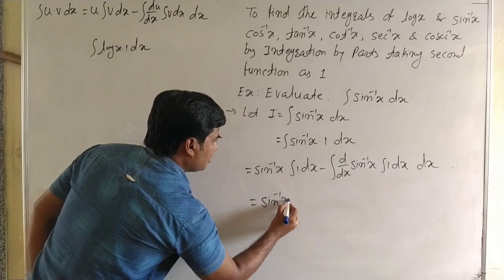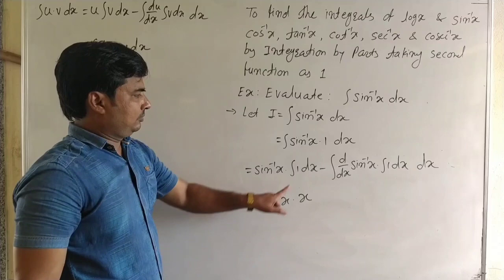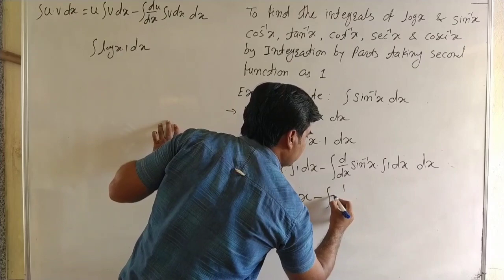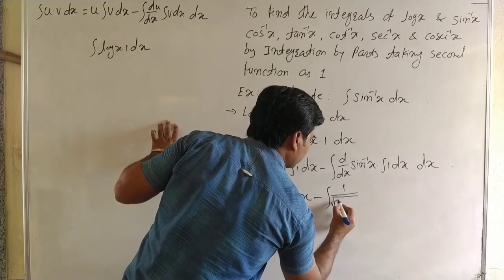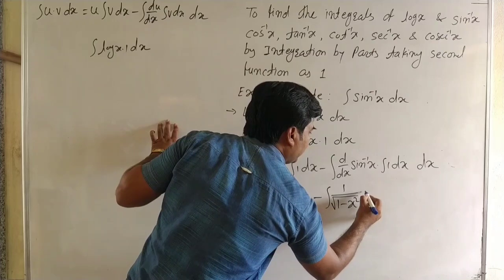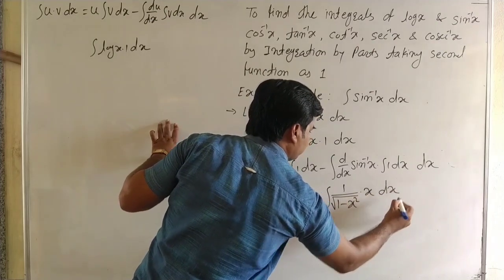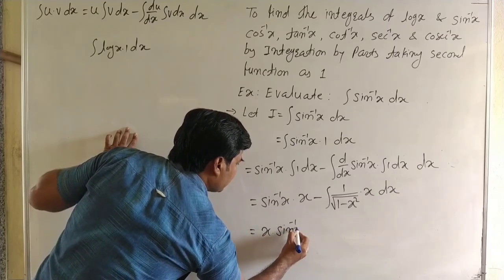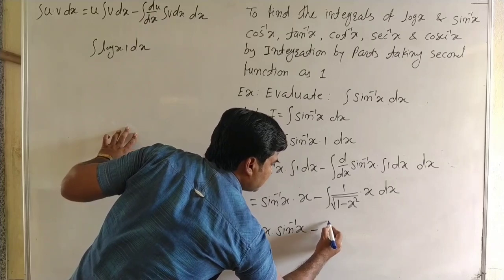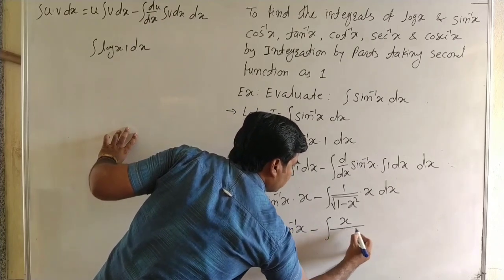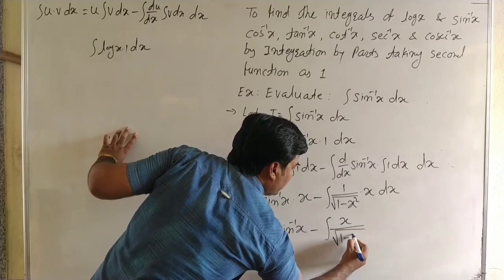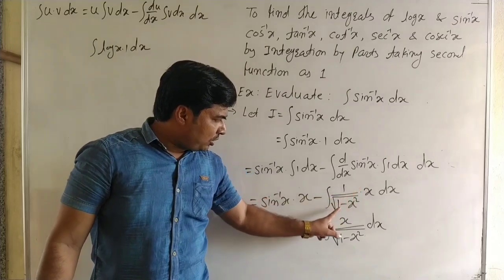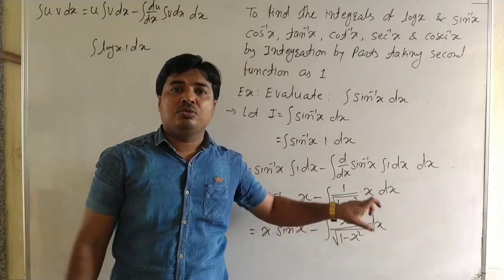Then sine inverse x into x, integral of 1, minus integral of derivative of sine inverse x, which is 1 upon under root 1 minus x square, into x dx. Now it is x into sine inverse x minus integral of x upon under root 1 minus x square. See carefully.